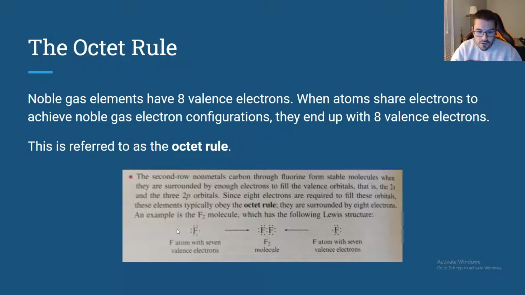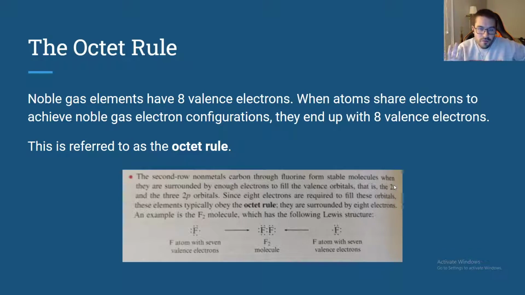Okay, and here's a little quick example. I'm actually going to read this to you guys. This is from your textbook. It's a little bit blurry. I'm getting all of this stuff from Chapter 8, by the way, so if you want to go back and look through this after the video, you might want to do that. It says here, the second row nonmetals, carbon through fluorine, form stable molecules when they are surrounded by enough electrons to fill the valence orbitals. Okay, and their valence orbitals would be the 2s and the three 2p suborbitals.